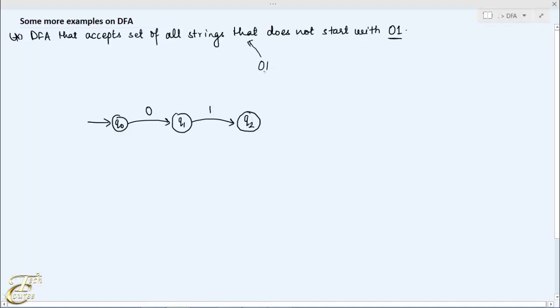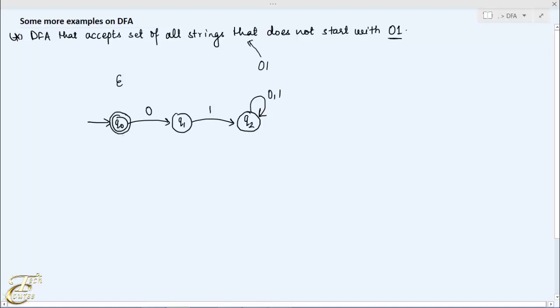And whatever comes after this 01, that is either 0 or 1, should not be accepted since the string already starts with 01. That's why here we make this transition on 0, 1. Now let's move towards the state q0. This q0 state is the starting state, and when the machine is in this state, it does not read anything, that means it only represents the string epsilon. So this epsilon does not start with 01, therefore it should be accepted. That's why here we make a double circle.